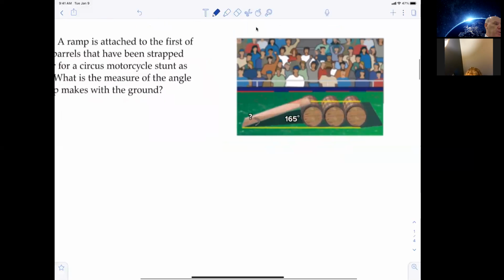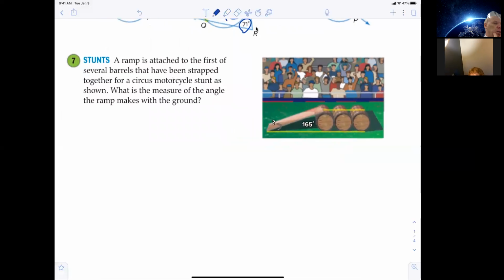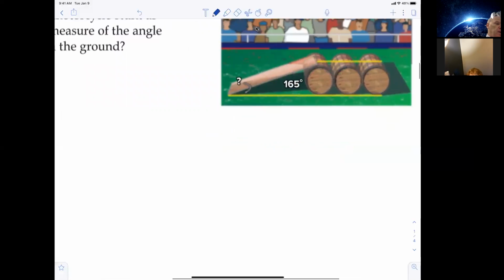Now let's figure out what they're saying here. A ramp is attached to the first of several barrels that have been strapped together for a circus motorcycle stunt, as shown. What is the measure of the angle the ramp makes with the ground? So I guess they're asking me about this angle right here. I guess what they're telling me is that this is 165. Does everybody agree with that? That's what I think they're referring to. That took me a second.